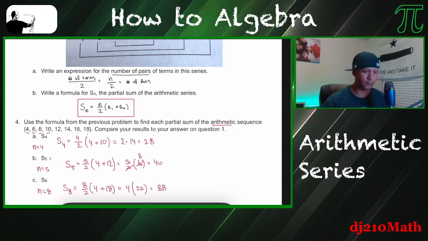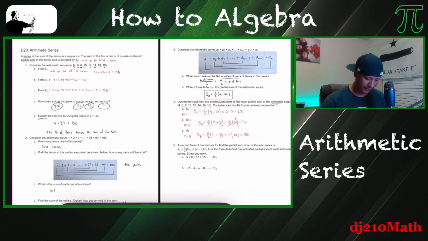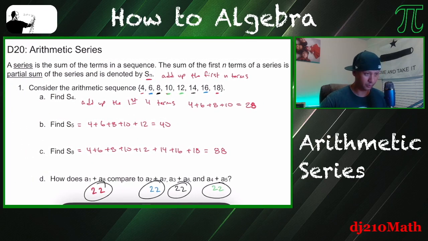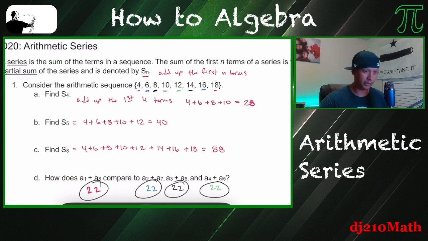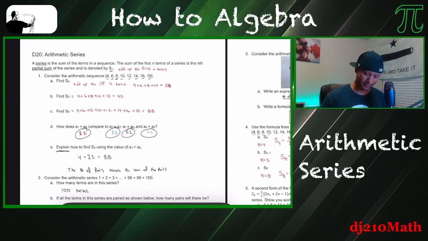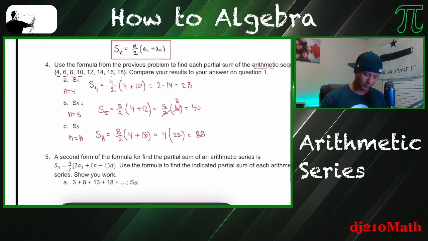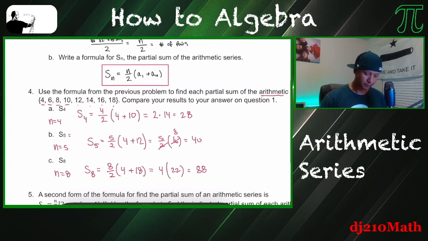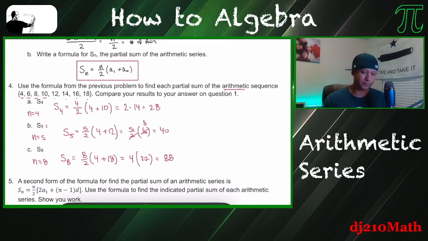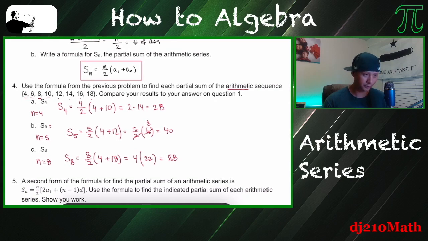So now, 28, 40, and 88. If we compare to questions 1, A, B, and C, 28, 40, and 88. So we notice that they're exactly the same. So the formula for the partial sum is clutch, right? It's clutch. You can add up any n terms for any arithmetic sequence. It's very useful. It's very powerful.